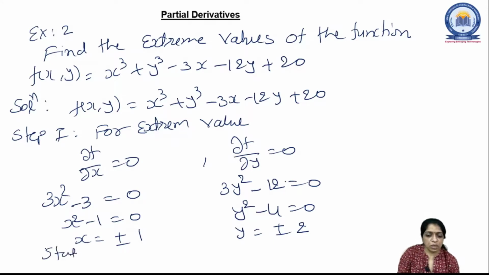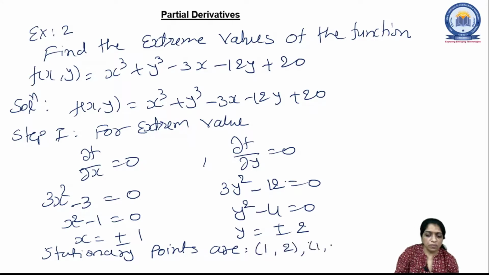So the stationary points are for x equal to 1, y equal to 2. For x equal to 1, y equal to minus 2. Similarly, for x equal to minus 1, y equal to 2. And for x equal to minus 1, y equal to minus 2. Okay, so a total of 4 points are there.